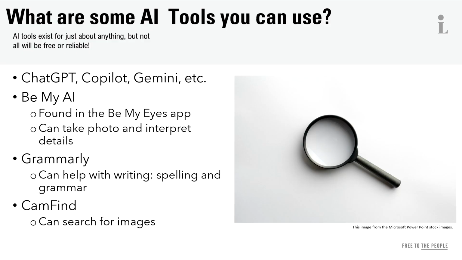Specifically Be My AI, I think, is a really interesting accessibility tool. You can find it in app stores. What it does is it allows you to take a photo and then the AI can interpret details from that photo. So if you have a vision impairment and you're trying to read a label at a grocery store or describe the layout of a room, it can help with that.